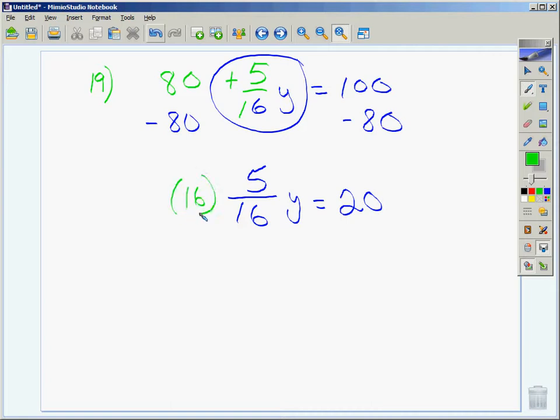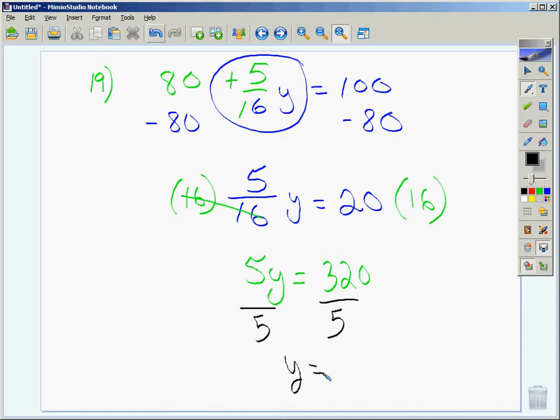If I multiply both sides right now by 16, what's going to happen to my 16s on the left? They're going to cancel, and it's just going to leave me 5y. 20 times 16 is 320. 5y equals 320, so what would I do? Divide by 5. Did I have to work with a fraction doing it this way? No, not at all. And when I go to do this one, I'm going to come up with 64.